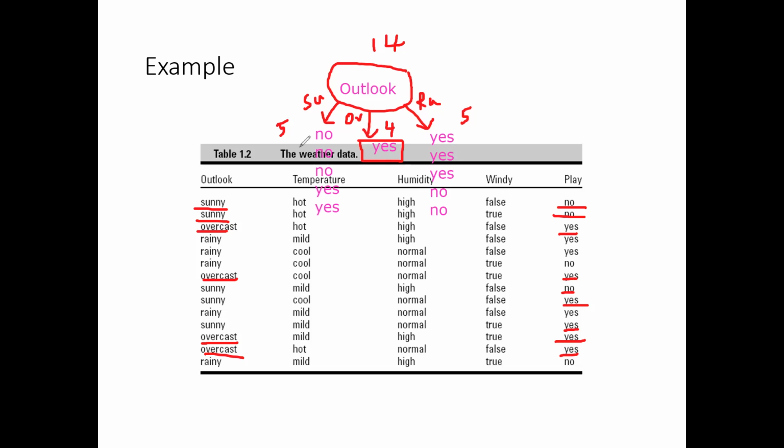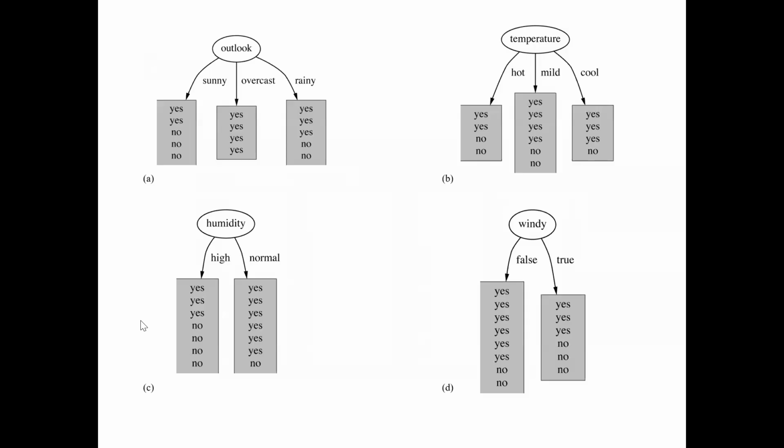So what is the next step then? You have to repeat the process. That's what we have discussed. Now the problem is we have to select whether we are going to select Outlook, temperature, humidity, or windy. If you do the same way for all 4 attributes, this is how it looks like. We have 4 possible attributes: outlook, temperature, humidity, and windy.